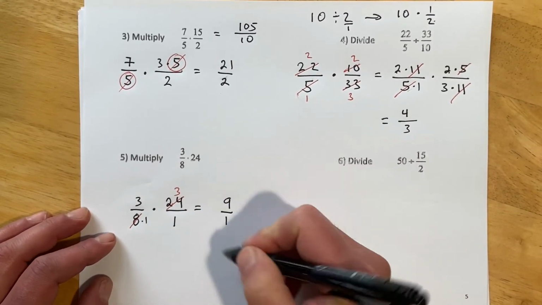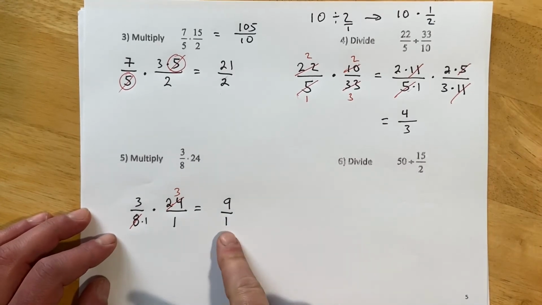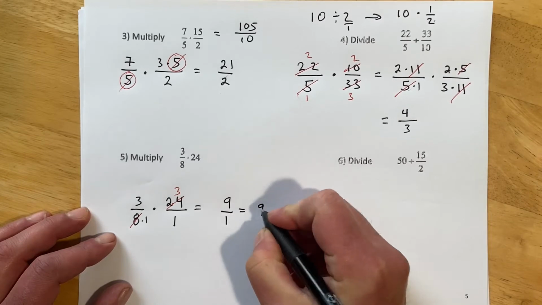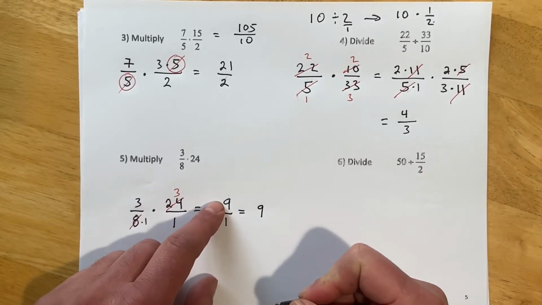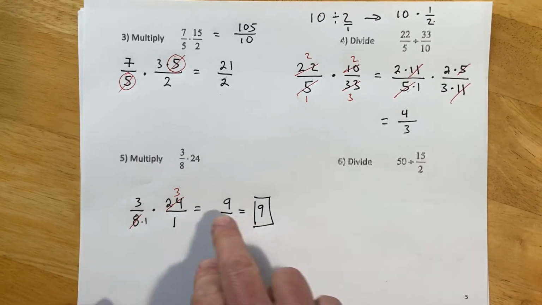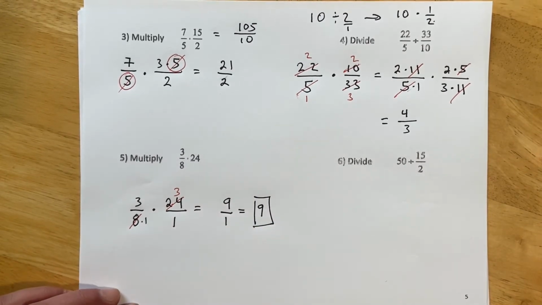Sometimes people will type that into the computer as 9 over 1, and then the computer marks them wrong, and that's because that's not simplified. If you're leaving a $9 tip, you wouldn't write 9 divided by 1. You would just write 9. So make sure to simplify your fraction and just make it a whole number.